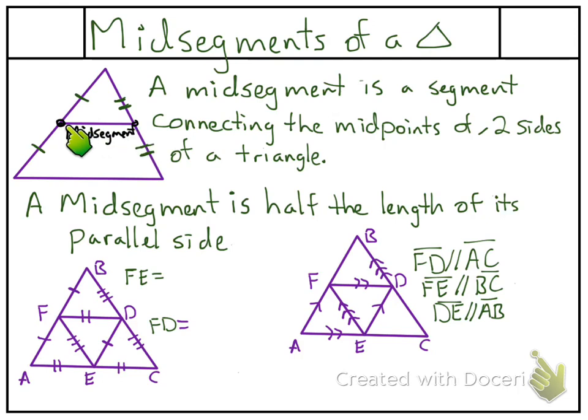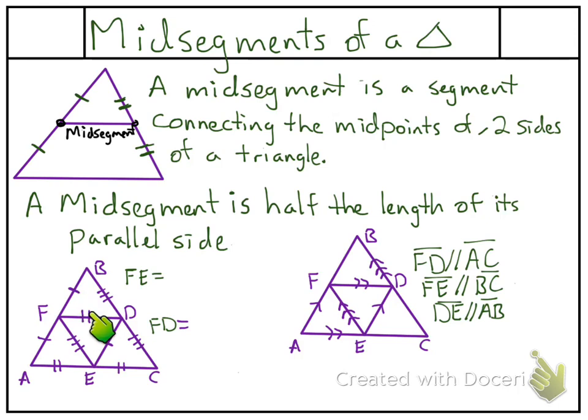Now the important thing we need to know about a midsegment is that it is half the length of its parallel side. So it always hits two sides at their midpoint. It's that third side it's parallel to, and it's going to be half the length. So down here are two examples where we have three midsegments drawn, and we look at the idea of half the length and the parallel side.